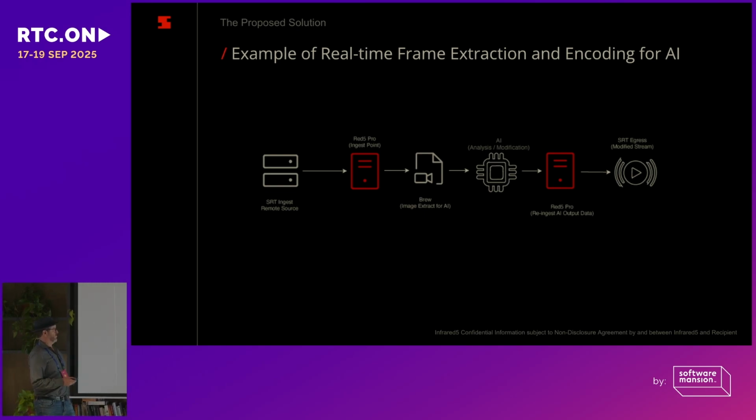This is kind of another visualization of the same thing, but this is a very specific one that we're working on for an AI-based ad insertion company. So they want to get real-time frames out of it and then manipulate those and then change the video going out. And so this is using an SRT ingest, going to a Red 5 Pro ingest point. The Brew API is doing its business, handing over to the VLM, and then it goes back out as an SRT stream to their broadcast facilities.